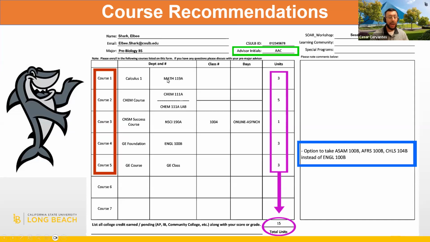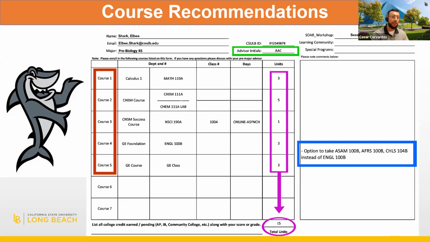So we want to highlight a couple of different points on here, with the top portion being information related to you. It's going to include your name, your email, your major, CSULB ID. So make sure that that's accurate. And if not, just let us know. But going to the actual course recommendations, you can see that we have it set up in a table format.